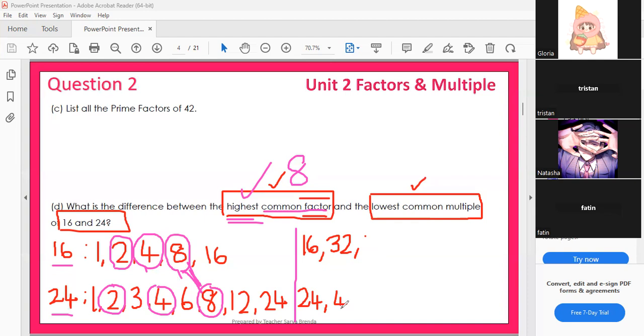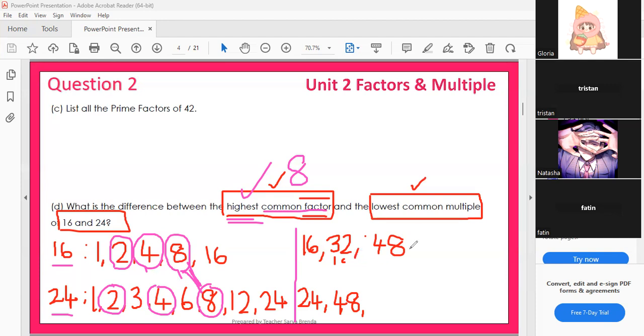48 is going to be here. 24 and then 48. Come on, what's your answer here? Can I have 32 plus 16, how much? 48. Yes, 48. That's right. 16 plus 16, you get 48.